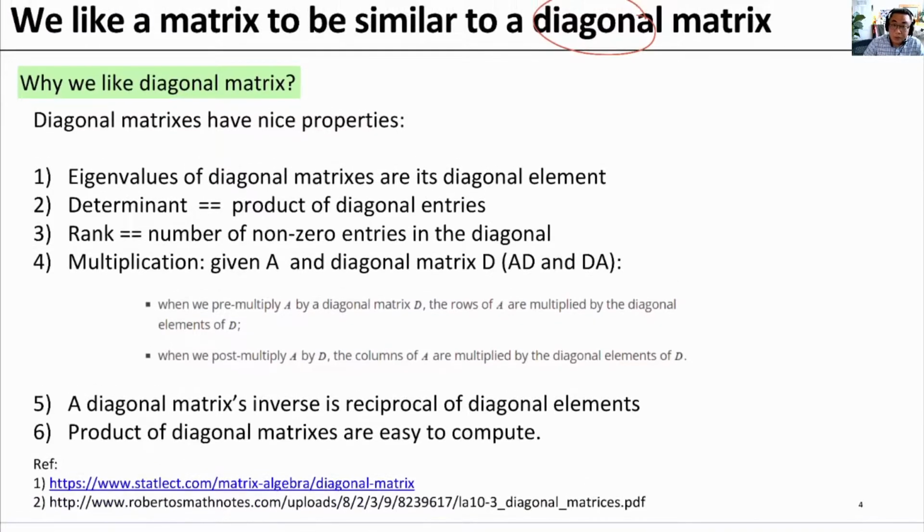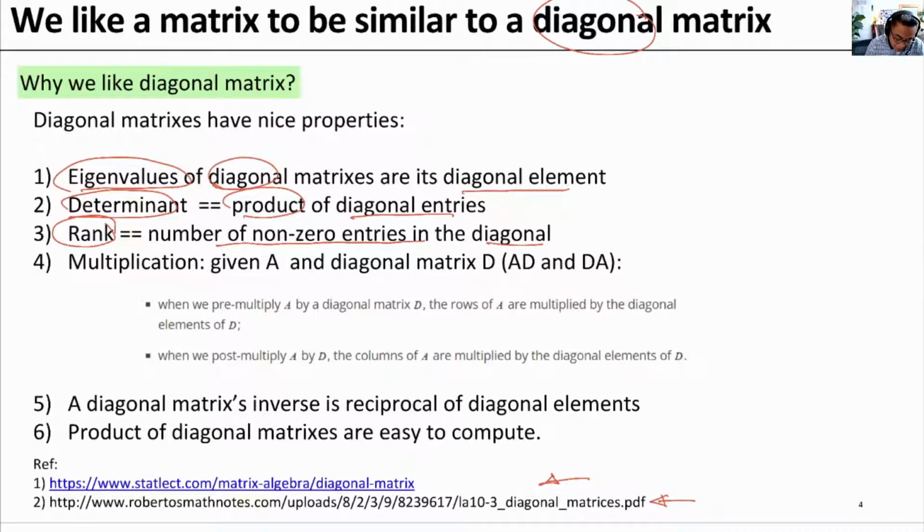These are the two notes where you can find more details. I have summarized them. The first is that the eigenvalues of a diagonal matrix are simply the diagonal elements. We have seen that in the past lecture. The determinant is simply the product of the diagonal entries. So very quickly, we can determine the determinant value of the matrix. The rank is the number of non-zero entries in the diagonal. You can count very quickly what the rank of a matrix D is.